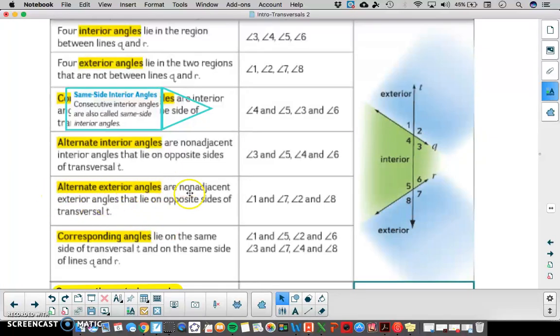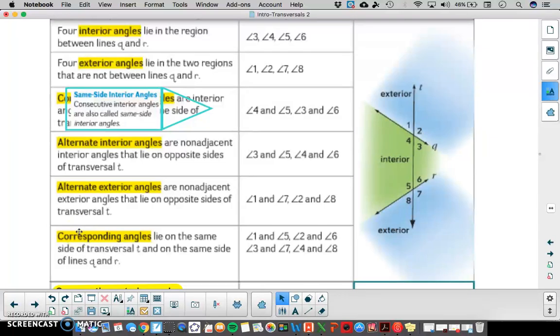We also have alternate exterior angles that are non-adjacent angles, but they are exterior to the two lines, and they're on opposite sides of that transversal. So we have to consider these blue exterior regions here. If we consider angle 1 that's on the left side of that transversal T, we want an alternate angle and an exterior angle. So angle 7 would be an alternate exterior angle with 1. 2 cannot be an alternate exterior with 1 because alternate exterior angles have to be non-adjacent.